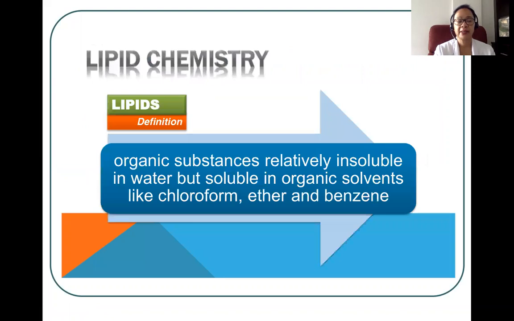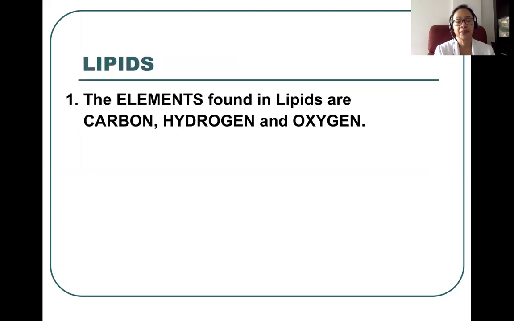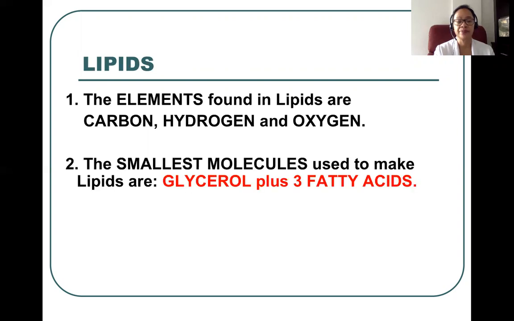So we will define lipids. So they are organic substances which are relatively insoluble in water, but soluble in organic solvents like your chloroform, ether, and benzene. So if you look at the structure of a lipid, there are three major elements in the form of carbon, hydrogen, and oxygen.